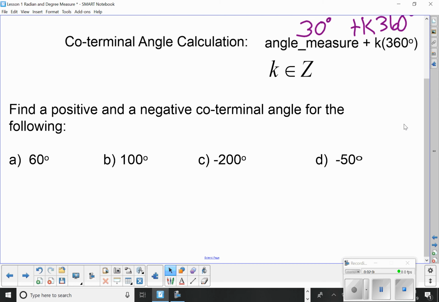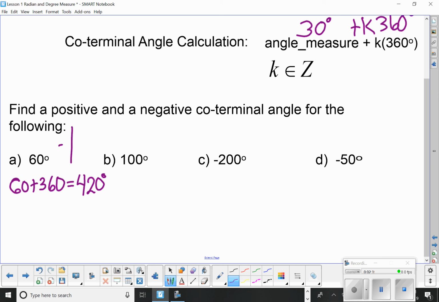So, down here, if I want to find a positive and a negative coterminal angle for the following. Well, for a positive coterminal angle, I'm going to take 60 degrees and I'm going to add 360 degrees to give me 420 degrees. That's a positive coterminal angle. I took my 60 degrees, which is here, and I went all the way around and got back to it again.